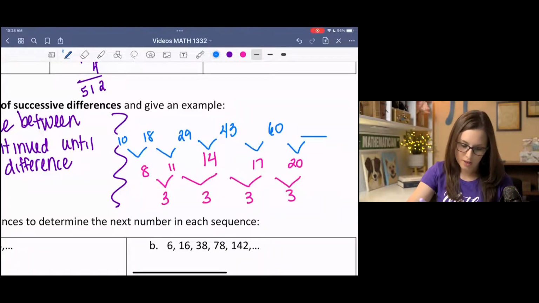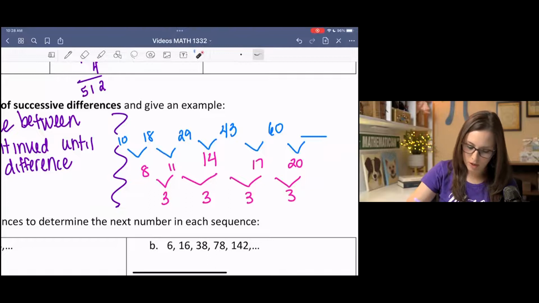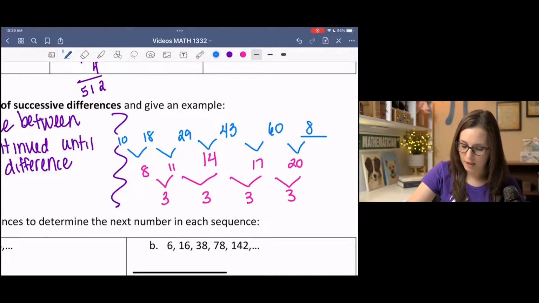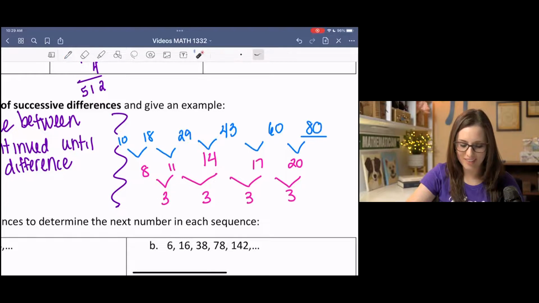So you can kind of see I've followed this pattern. 18 plus 11 gives 29. 29 plus 14 gives 43. 43 plus 17 gives 60. And this is going to give me the last number in my sequence, which is going to be 80. So this is not necessarily a process that you have to go through, but this was the process I had to go through to come up with an example.